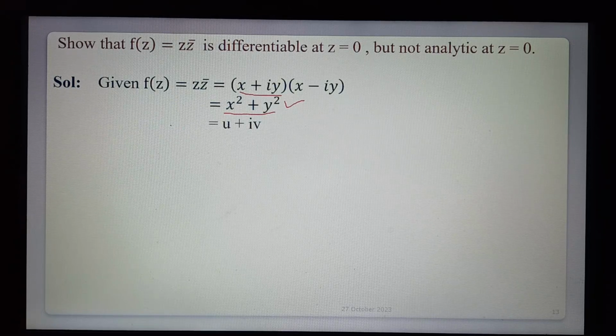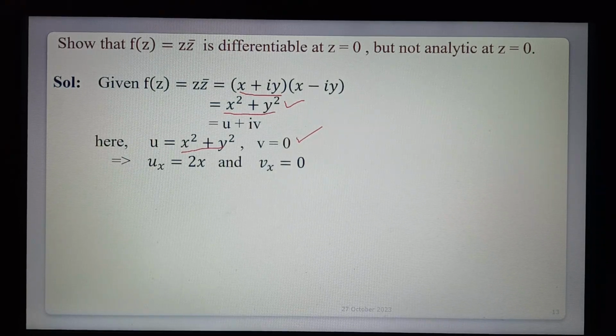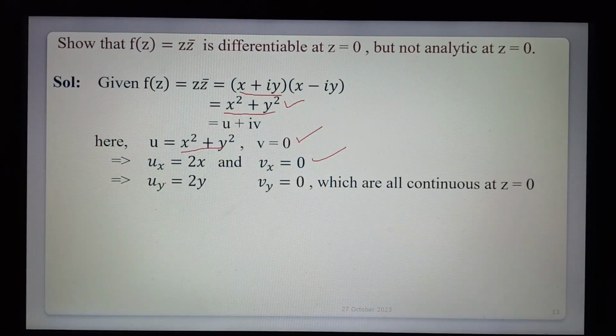So u plus iv, where u is equal to only real part given, x square plus y square, but v is equal to imaginary part 0. Okay, now finding the partial derivatives. Dou u by dou x, ux is equal to x and vx is equal to 0. Uy, dou u by dou y is equal to y, vy is equal to 0. So we are observing here all are continuous at only z is equal 0, not other points, only z is equal 0, all are zeros here, so which exist and are continuous.